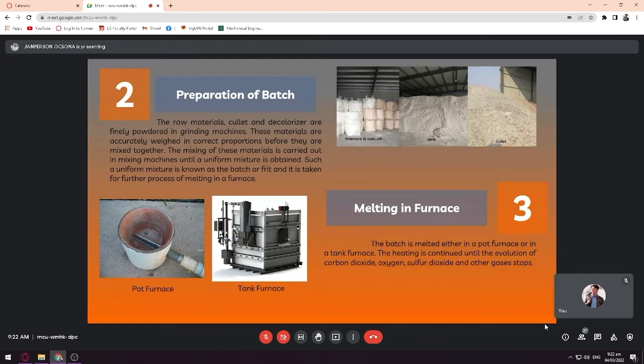The third step is melting in furnace. The batch is melted either in a pot furnace or in a tank furnace. The heating is continued until the evolution of carbon dioxide, oxygen, sulfur dioxide, and other gases stops.